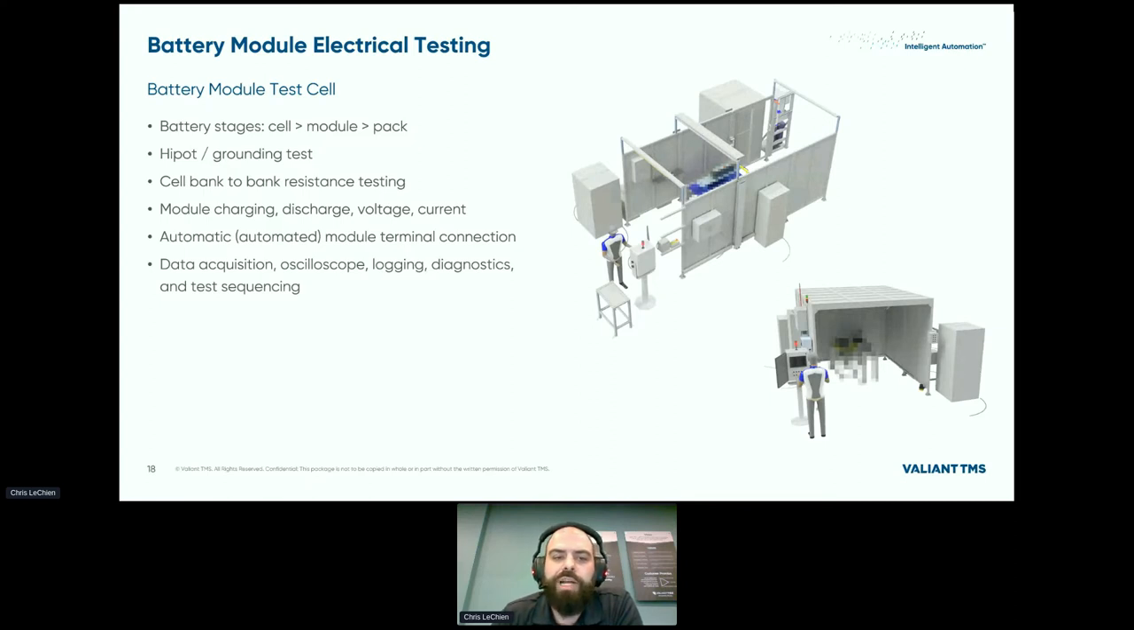So Valiant has developed solutions for electrical testing. Shown here is a module test stand. Obviously, the test article is blurred out because all of this is still very proprietary for our customers. It's set up to do high pot and grounding testing to validate the integrity of all the internal spot welds, bank-to-bank resistance testing, charging, discharging, voltage, and current. There's a number of different things that can be measured. These cells can easily be converted over to AGV systems. Currently, they're cart-based systems, like we talked about for the battery trays, but very simply, they can be moved to AGVs for scalability as well.